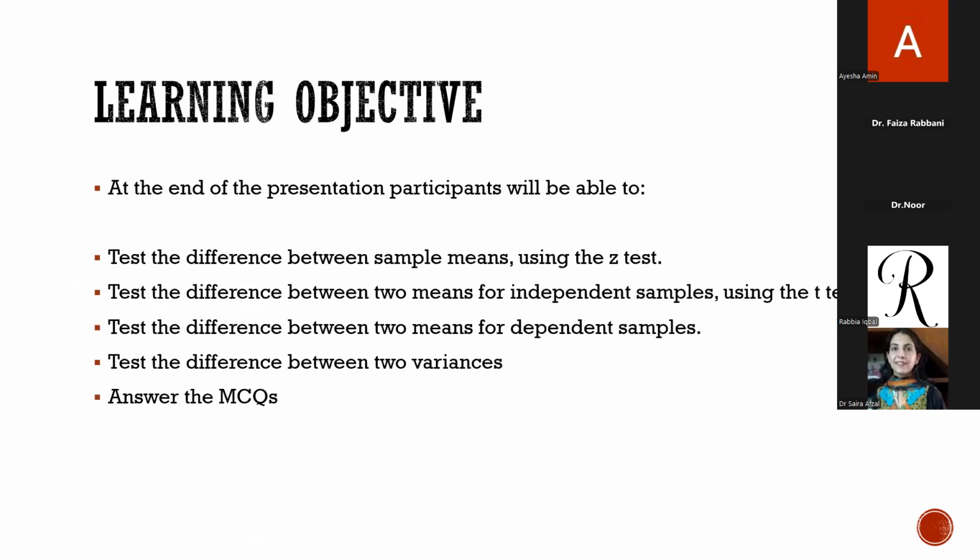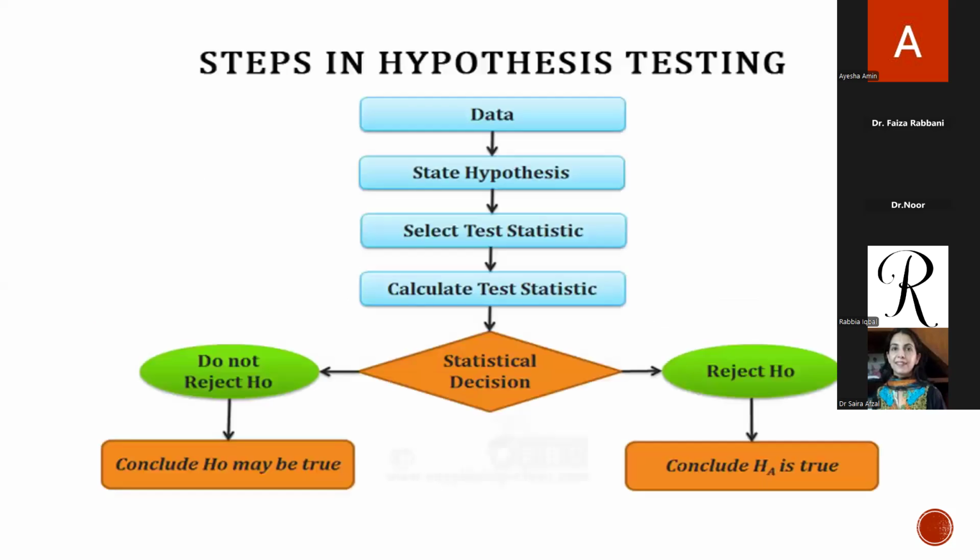Learning objectives. At the end of the presentation, the participants will be able to test the difference between sample means using the Z-test, test the difference between two sample means for independent samples using the t-test, test the difference between two means for dependent samples, test the difference between two variances, and to be able to answer the MCQs.